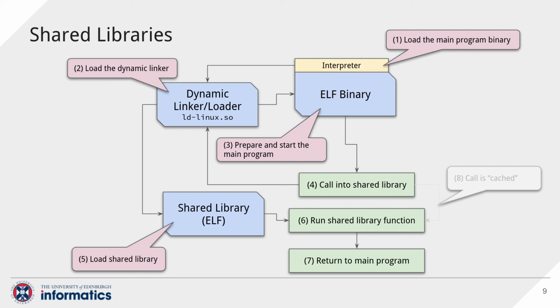And then execution continues in the main program until number 4 here, the program calls into a shared library. So at this point, when a shared library call is made, it hooks back into the dynamic loader, which then resolves the symbols, makes sure that the shared library is loaded and ready to go, and then passes execution into the shared library. Execution at number 6 then happens in the shared library, and once the shared library has finished, it returns back into the main program, and the main program continues. And then, if you look at point number 8 over here, the call is actually cached, so that next time you call into the shared library, provided it's a function that you've seen before, it just runs directly in the shared library. The dynamic linker doesn't need to be involved anymore.